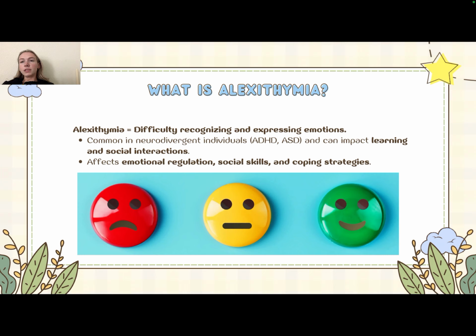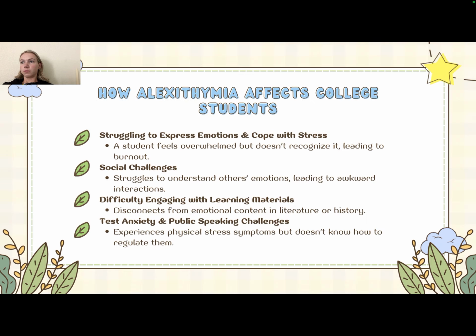Another sensory processing area is alexithymia. It's not directly related to Dunn's quadrants, but it goes with it. Alexithymia is the difficulty recognizing and expressing emotions. It's again common in neurodivergent individuals and can impact their learning and social interactions. It affects their ability to regulate their emotions, have social skills, and their coping strategies.